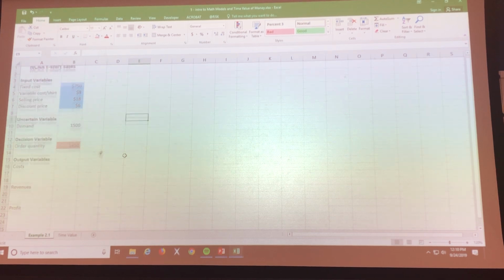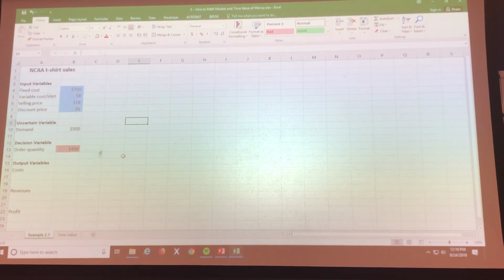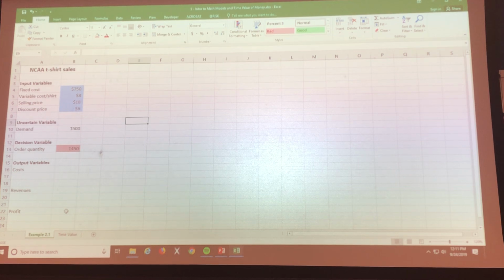And the other shading color that they use is for your outcome, your output cell, the bottom line, what you're looking at. For us, that's going to be the profit, and they shade that in a gray tone. Those are the three colors. They use blue for input variables, they use light red for your decision variables, okay?